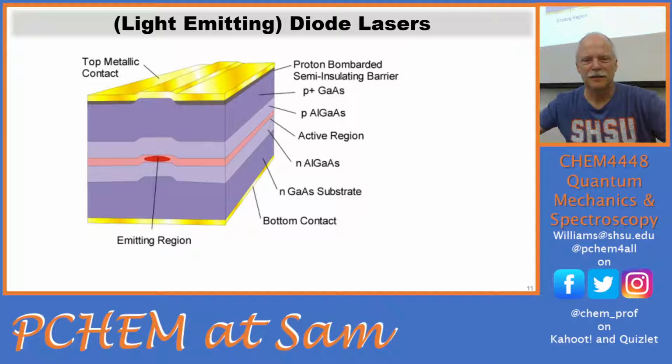And so these are all the different parts for light-emitting diodes. Sometimes they make the front and the back of the diode a partially mirrored surface.